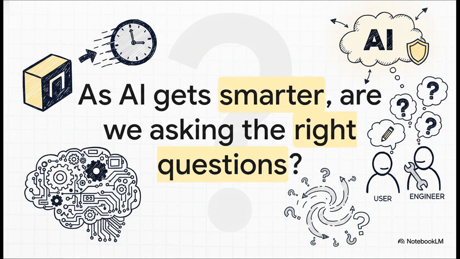And that kind of leaves us with one last big question to chew on. We've gone all the way from a tiny token to the massive challenge of keeping AI safe. The tech is moving at an absolutely dizzying speed. So maybe the biggest question isn't just about how smart the AI is getting. It's about us. Are we getting any better at asking the right questions?